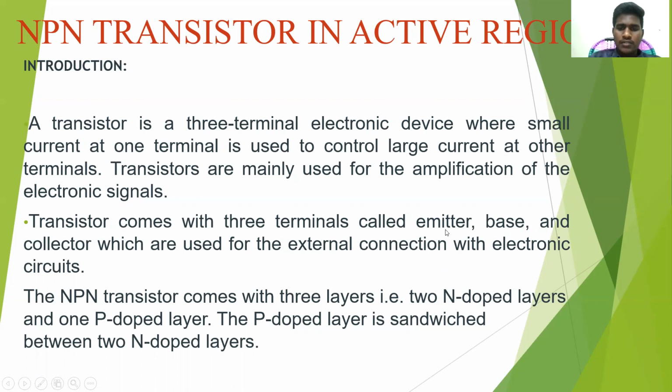The NPN transistor comes with three layers, that is two n-doped layers and one p-doped layer. The p-doped layer is sandwiched between the two n-doped layers. As our topic is the NPN transistor, it means two n-type materials and one p-type material, that is, the p-type material is sandwiched between the two n-type materials. These n-type and p-type materials are semiconductor materials.